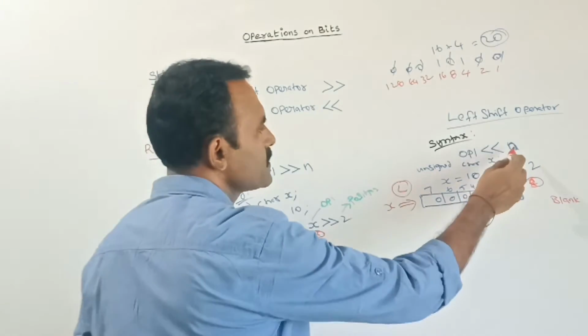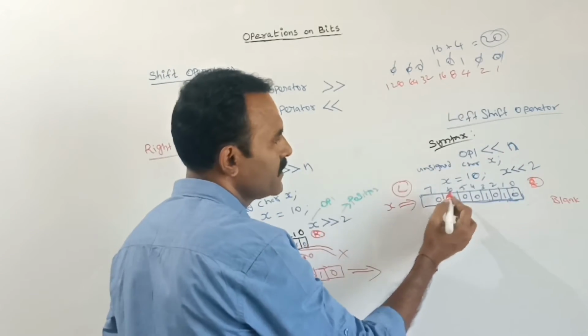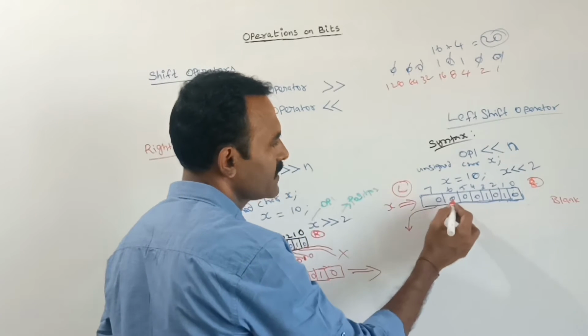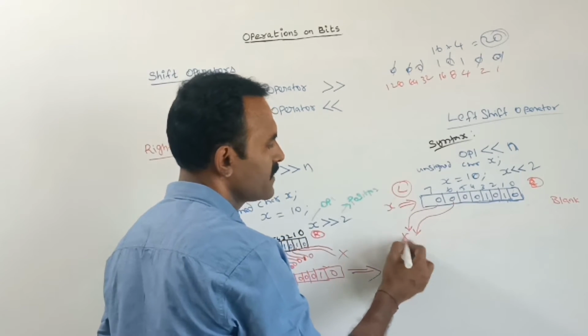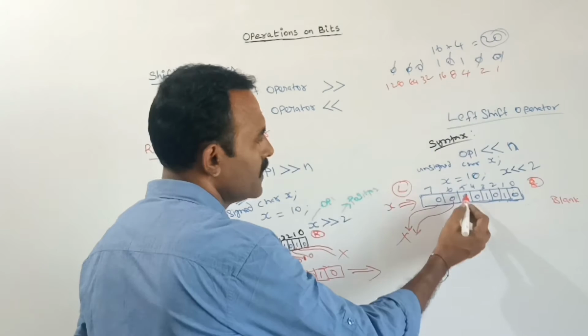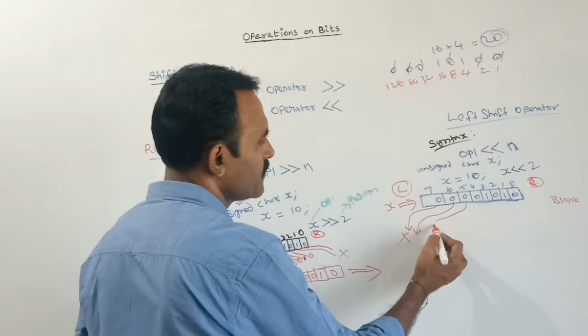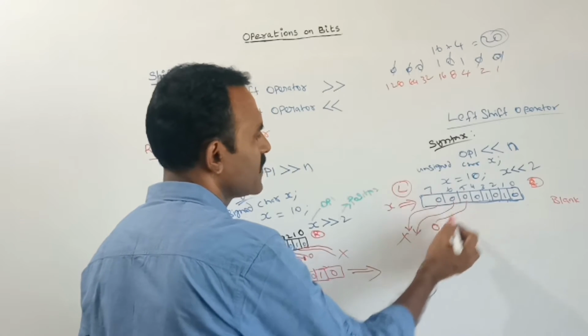Here n is the number of positions. Here I am left shifting by how much? 2. So from the left side, you should take the 7th bit, and the 6th bit will be popped. Next, the 5th bit moves towards the 7th bit. So the 7th bit value is now 0.